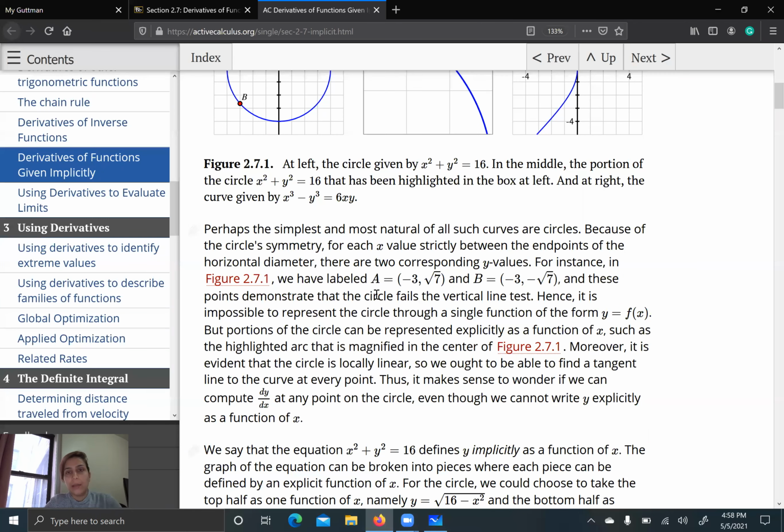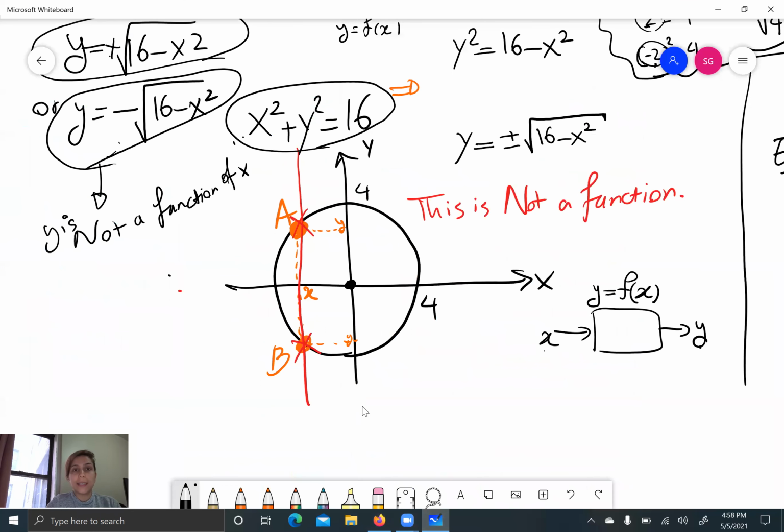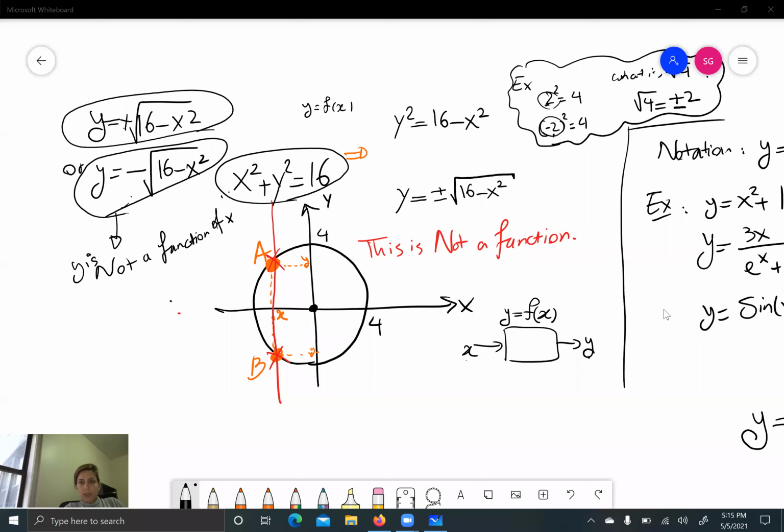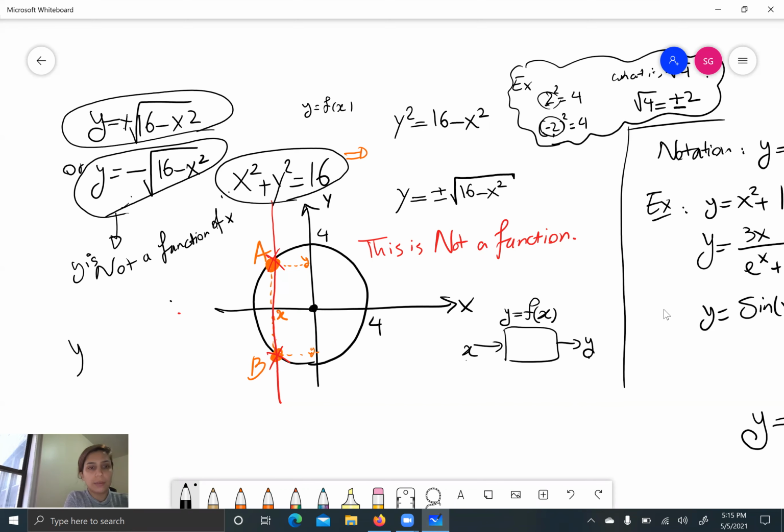I mean, we already know that the circle is not a function, but our reasoning for that was mainly graphical. But now, algebraically, you can also see that this is not a function. As you can see, we cannot write y explicitly as a function of x.